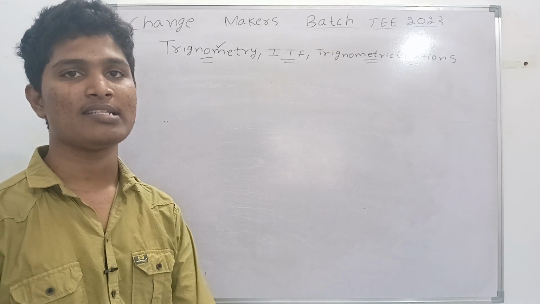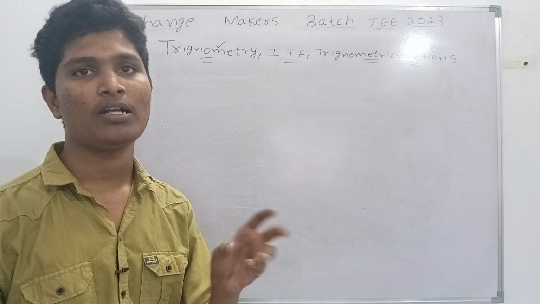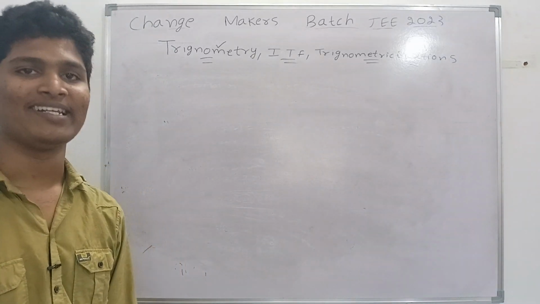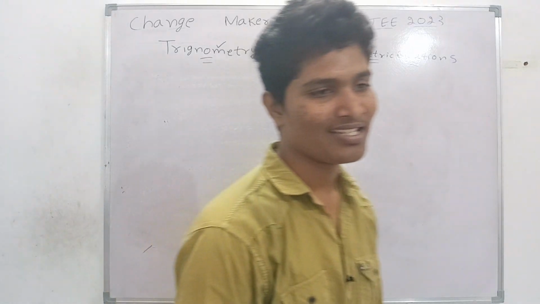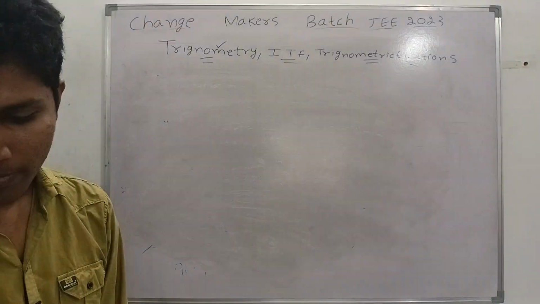The reason behind this is that in trigonometry, there is a probability of twist questions coming. You cannot expect the unexpected. You can say, expect the unexpected. It is very important. Now let's discuss the problems one by one.